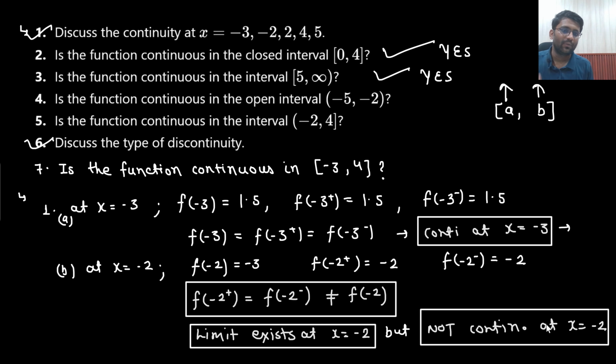Sir, I can only comment on one thing. What is that? That it is continuous for all the values between a and b, and f of a equals f of a plus, f of b equals f of b minus. That's the only comment I can make. Is that understandable to you? So in closed interval and open interval, it is very, very important for you to understand. Is that clear to you?